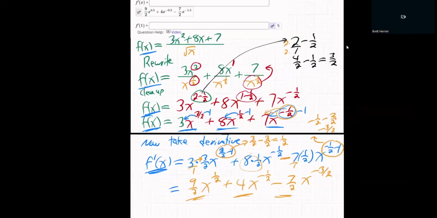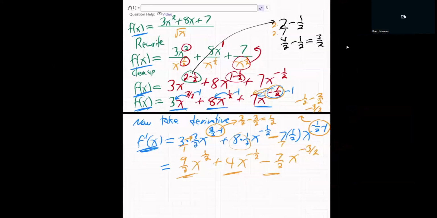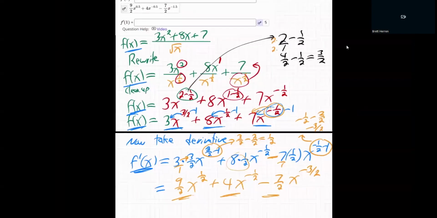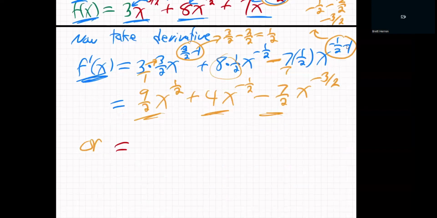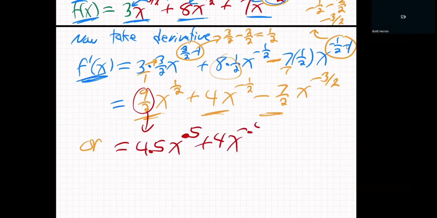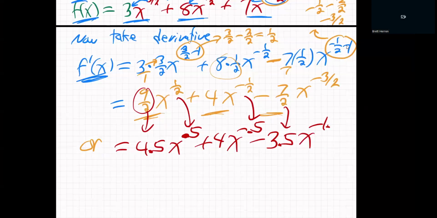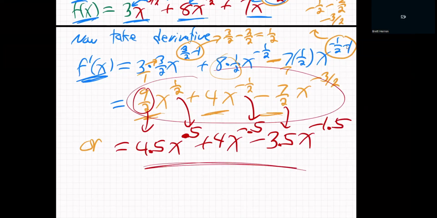9 halves x to the 1 half plus 4 x to the minus 0.5. Yeah, you can make those decimals if you prefer. Minus 7 halves x to the minus 1.5. So I'll say, or this is fine. You type this in, it'll take it. Or you could just divide all these fractions. 9 halves is 4.5. This is 0.5. You want to make everything decimals or some of the things decimals? That's fine. Minus, you can make that a decimal. Minus, you can make this a decimal if you prefer. x to the minus 1.5. Either way, it'll take it this way or that way.